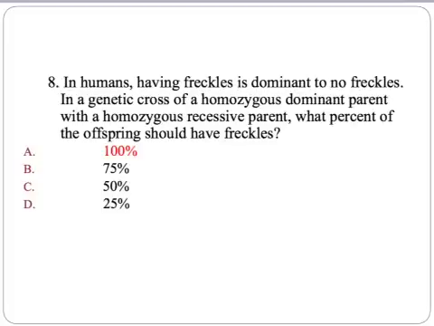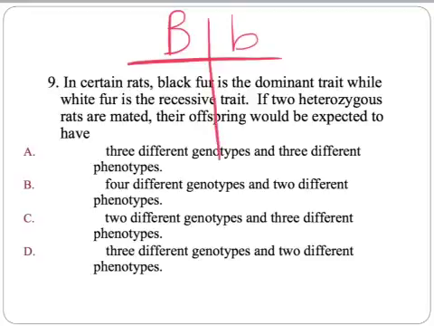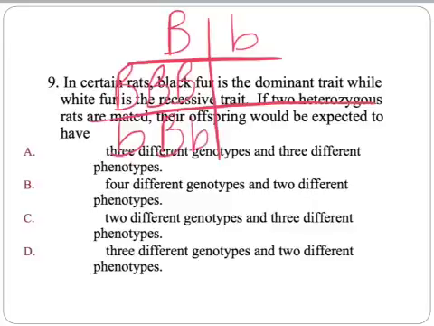In certain rats, black fur is the dominant trait. White fur is the recessive trait. If 2 heterozygous rats were mated, their offspring are expected to have, well, guys, don't guess. Let's do a Punnett square. It told us the answer. I'm going to use big B and little b, and we're crossing 2 heteros, right? 2 heteros, so that means I need a big B and a little b. Okay, this one is going to be big B, big B, big B, little b, big B, little b, 2 little b's.